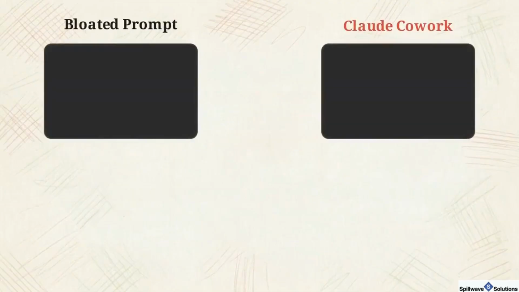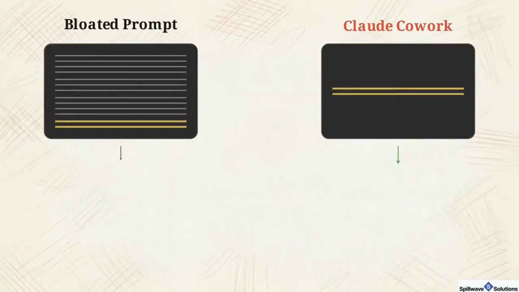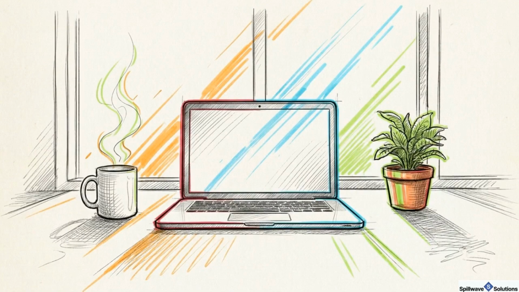This comparison shows the difference. On the left, the old bloated prompt. On the right, one elegant line. Both produce the same high-quality result. You have permanently removed the repeating preamble, moving towards an efficient, outcome-focused workflow.